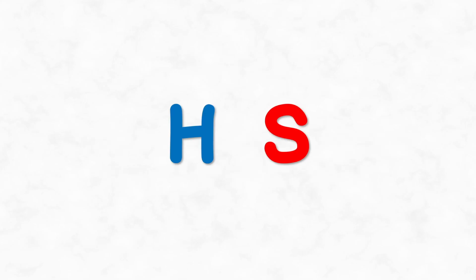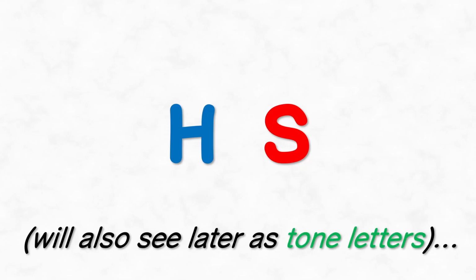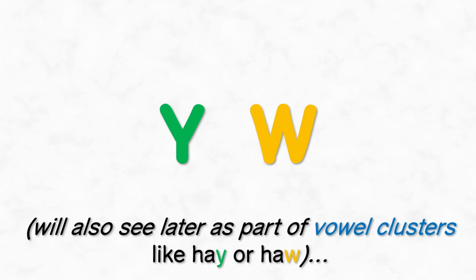The first two are H and S, which make the sounds H and S respectively, just like in English. But we'll see them again as tone letters, which we'll cover in the tone lesson. The next two are Y and W, which make the sounds ya and wa, just like in English. But you'll also see them used in two-letter vowels, which is actually also the case in English, like the words hey and haw. We'll discuss this in depth in the vowel lesson.